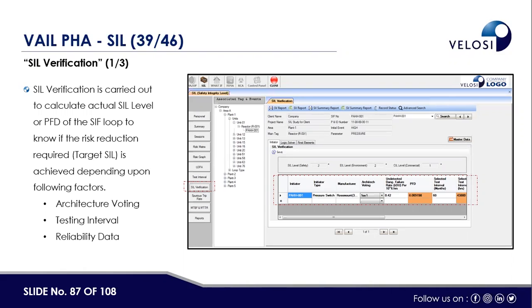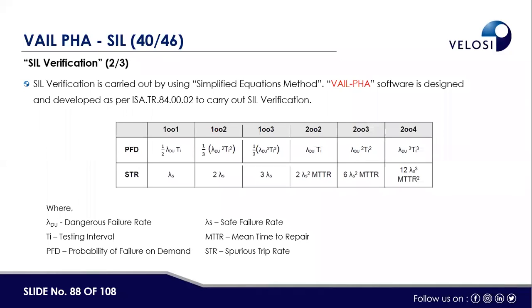So SIL verification is carried out to calculate the actual SIL level or PFD of a SIF loop, to know if the required risk reduction is being achieved, depending upon the following factors: architectural voting, testing intervals, reliability data. With the help of verification, we will check whether the achieved SIL is meeting the target SIL or not. This is the same formula we have seen in the test interval calculation. Each formula is different with respect to its voting. For example, if the voting of the pressure transmitter is 2 out of 3, then for the actual SIL calculation, we have to utilize this PFD formula.